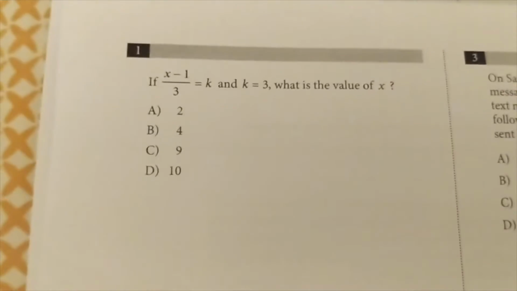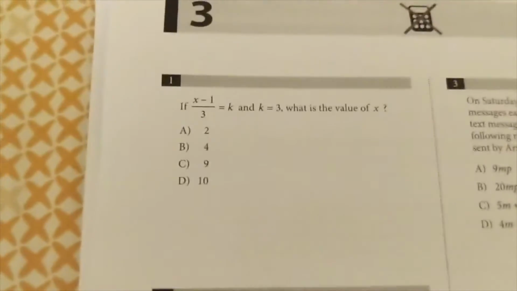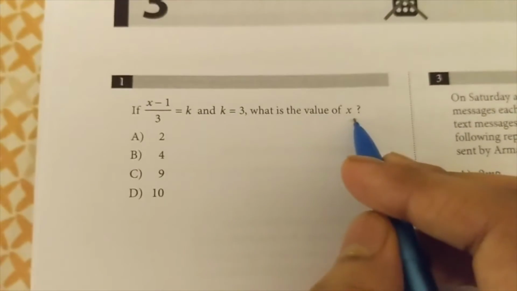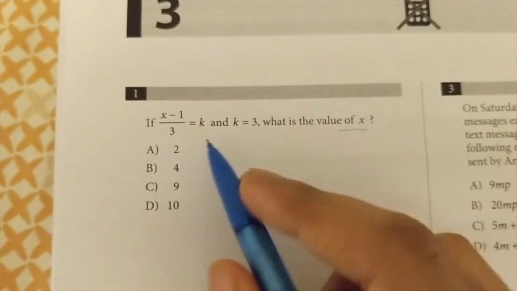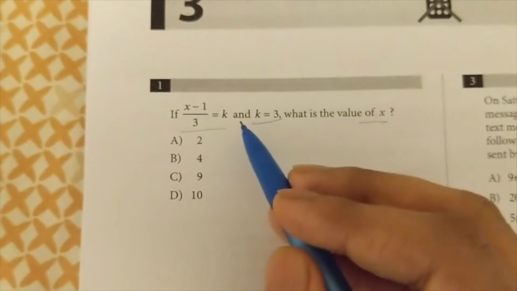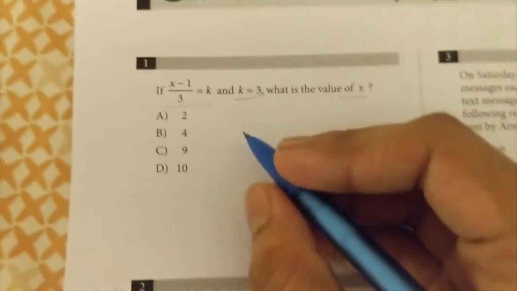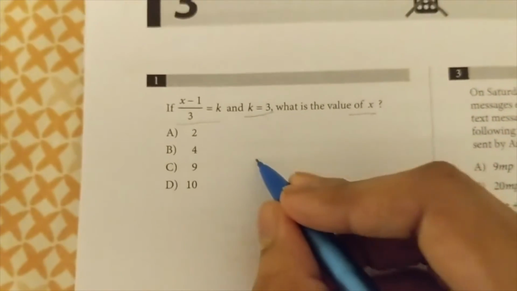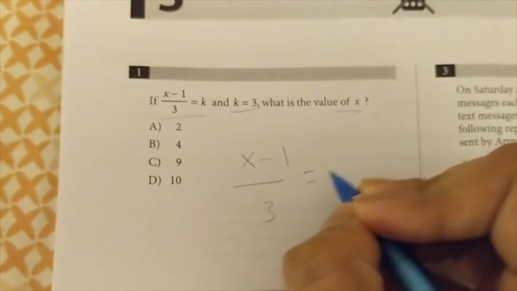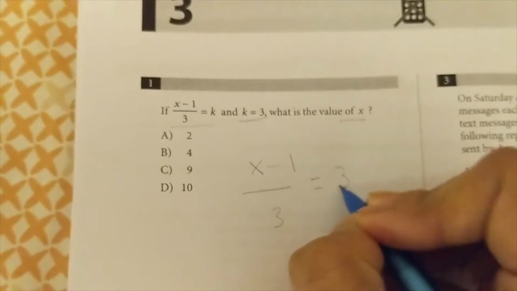So here is problem number 1. I have to hold the camera and do this. Basically what I'm reading here is that I need to solve for the value of x, and we're given this and this. So what do we do from here? All we need to do, really, we know that k is equal to 3, so we just do x minus 1 over 3. Sorry guys, this camera is making it so weird.